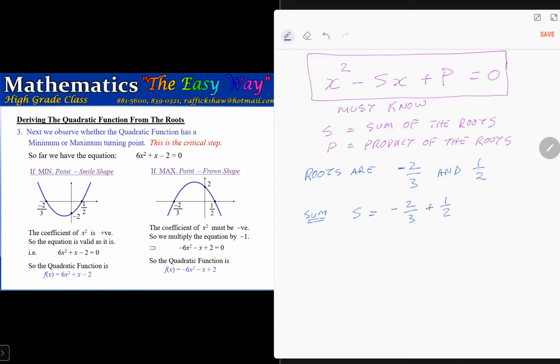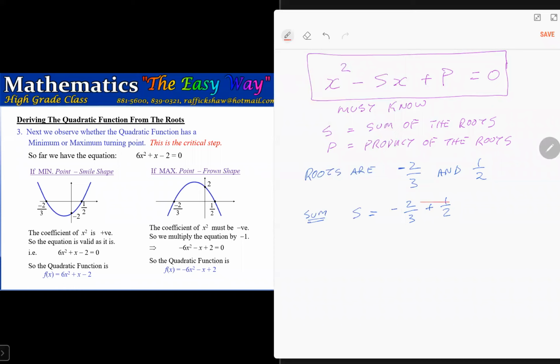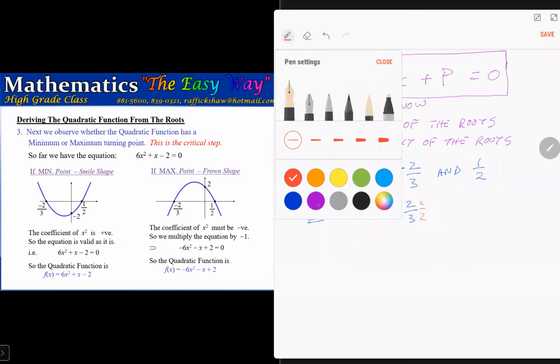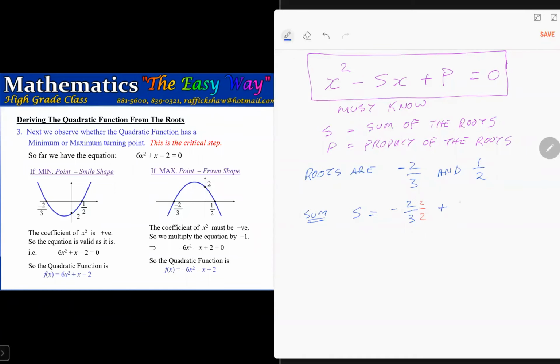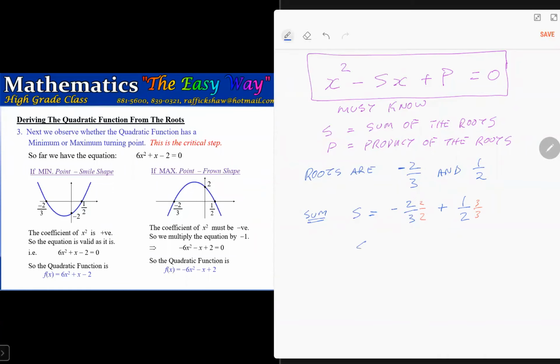We're going to add those two and make it into one fraction. If we want to make it into one fraction, we need the two denominators to be the same. I'm going to put back the plus half out here for the sum. To make the two denominators 6, multiply this first fraction by 2/2 and multiply this one by 3/3. That's going to make the two denominators the same. So the sum therefore is equal to minus 4/6 plus 3/6.